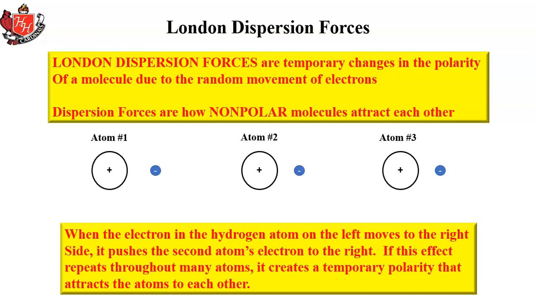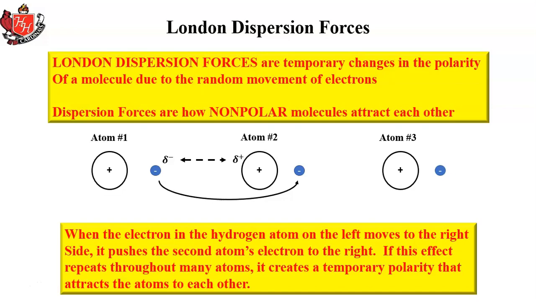And so what can happen is, if you look at the atom number 1 on the left, when its electron is over on the right-hand side of the proton there, well, let me read this. When the electron in the hydrogen atom on the left moves to the right side, it pushes the second atom's electron to the right. If this effect repeats throughout many atoms, it creates a temporary polarity that attracts the atoms to each other. So you see that the electron in number 1 is over on the right. So what it does is it pushes the electron in atom number 2 over to the right, like that, because they repel each other. And it also creates an attraction between the electron in atom number 1 and the proton and the nucleus of atom number 2.